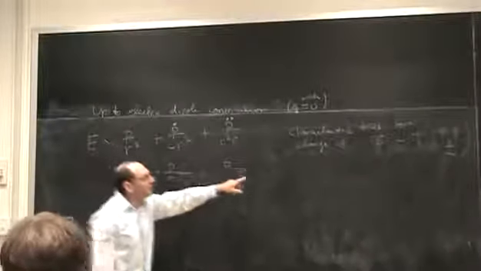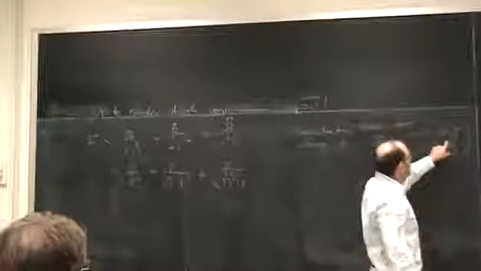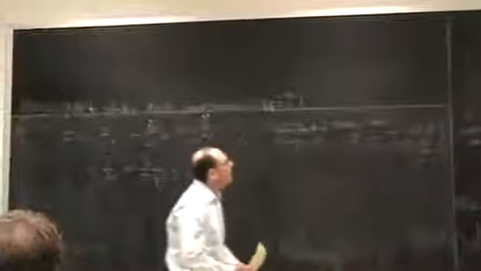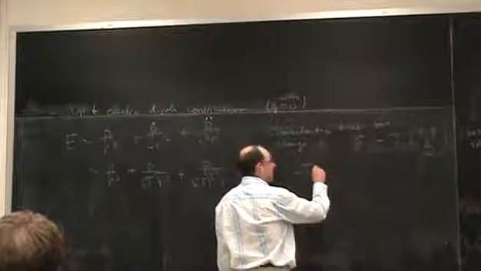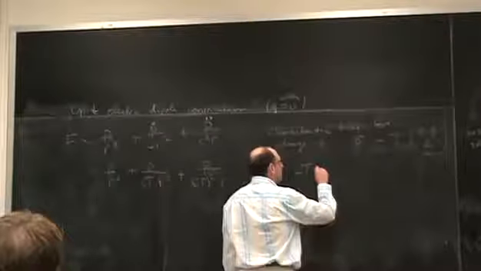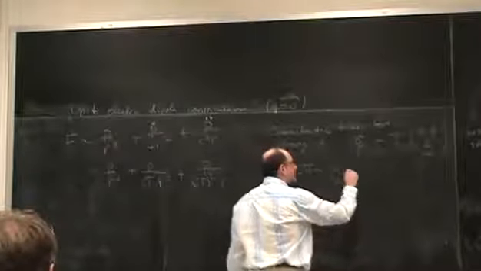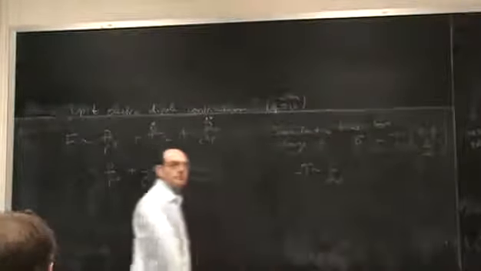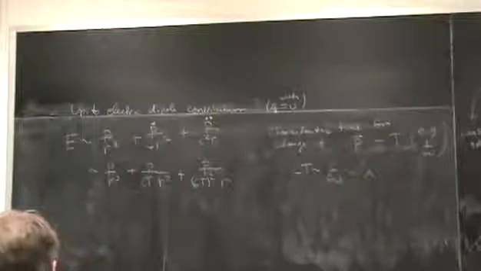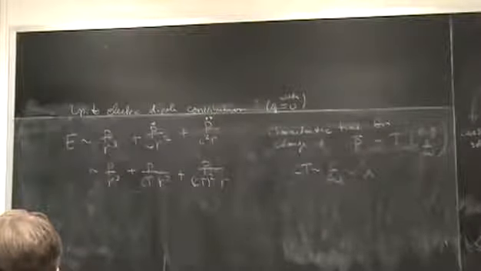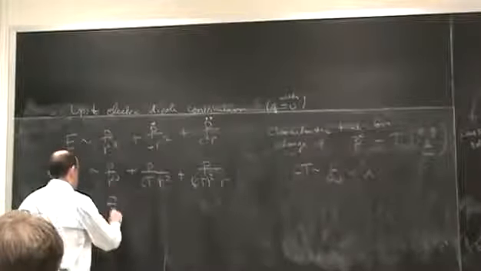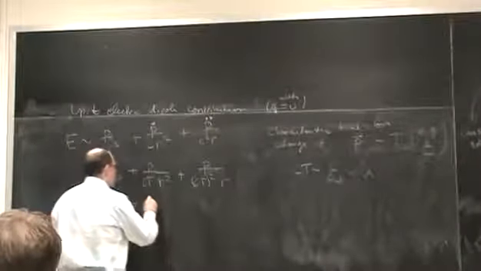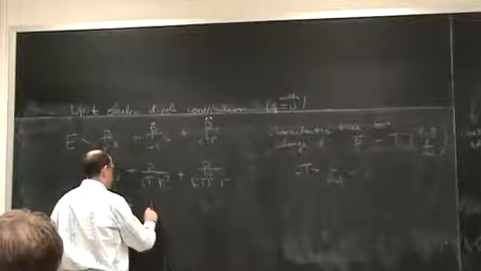If t is like 1 over omega, then CT is like C over omega, which is like lambda, if we were thinking about this as an oscillating charge distribution. So this is like lambda.